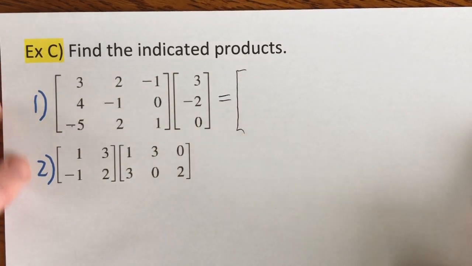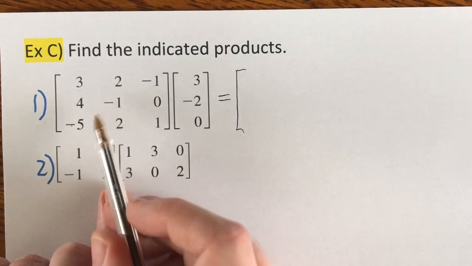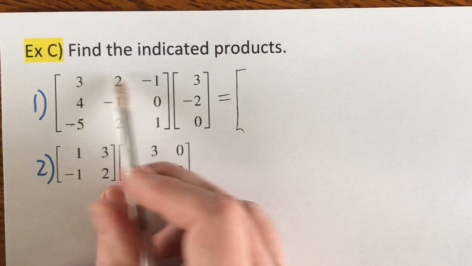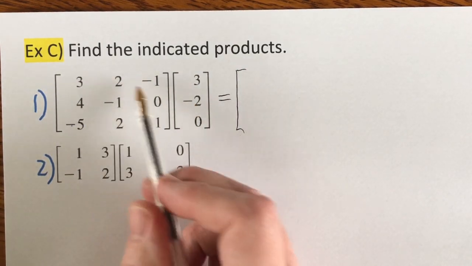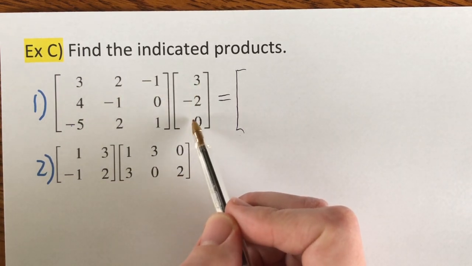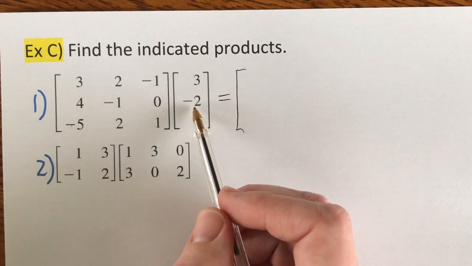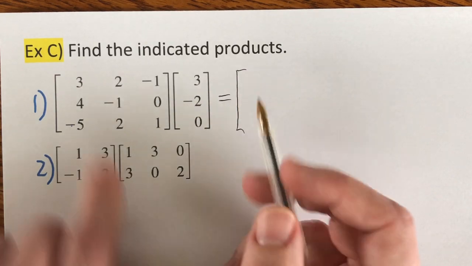All right, let's look at two more examples here. In example letter C, in this first one, we should understand that this matrix is a 3 by 3 size, and this matrix is a 3 by 1. So a 3 by 3 times a 3 by 1 is going to ultimately give us a 3 by 1 result. Let's see how this works.